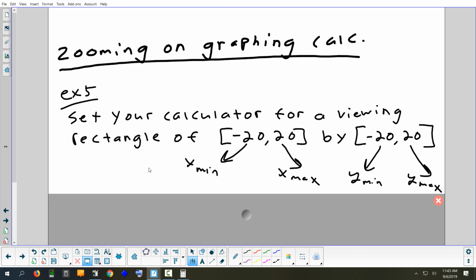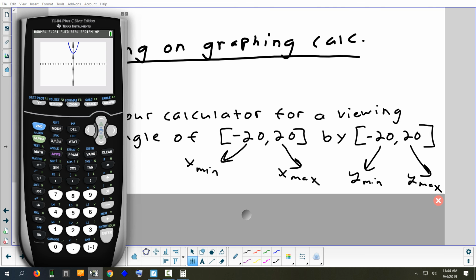What buttons did you press to put in the equation? To put in the equation, I went to y equals, and then I typed it in under y1. You can type in up to 10 equations at the same time. But yep, it's under y equals.